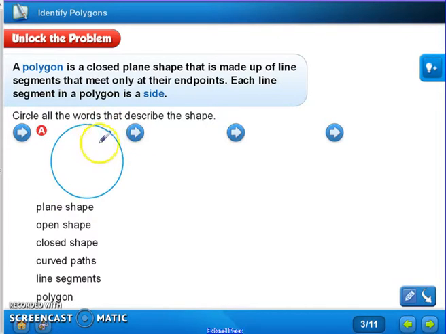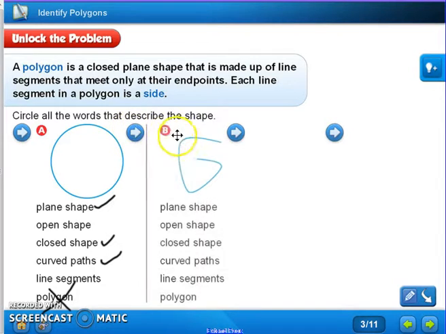So we see our friend the circle, and I'm asking myself, is it a plane shape? Is it flat? I say yes, it is. Is it an open shape? Can something from the outside get in? No, it is not open, so therefore it's closed. Is it made of curved paths? Well, yes, it is. Is it made of line segments? No, it is not. So the definition says a polygon needs to be made of line segments. So is a circle a polygon? No. Circle is not part of the polygon family.